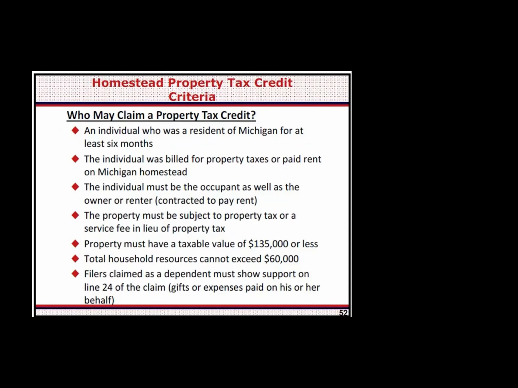So, you know, it is property taxes billed, not paid. So if someone's in arrears on their property taxes, it doesn't matter. It's what were you billed? The individual must be an occupant as well as the owner or renter contracted to pay rent. So we always say, do you have a rental contract? Are you on the rental contract? Are you on the lease?